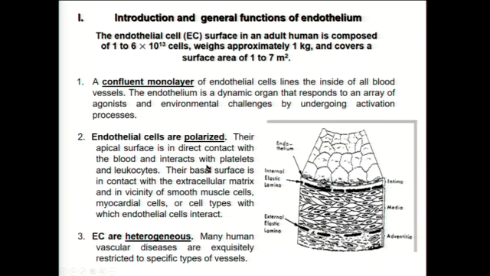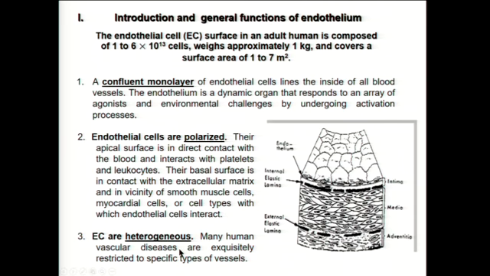So the apical surface is in direct contact with the blood, interacts with everything, interacts with platelets and leukocytes. And in Block 8, we'll talk about the concept of thrombogenicity. You want the endothelium to be slippery. Okay? The basal surface is in contact with extracellular matrix and, in several cell types, if it's an artery, we're talking about a smooth muscle cell. If it's the heart, we're talking about myocardium.